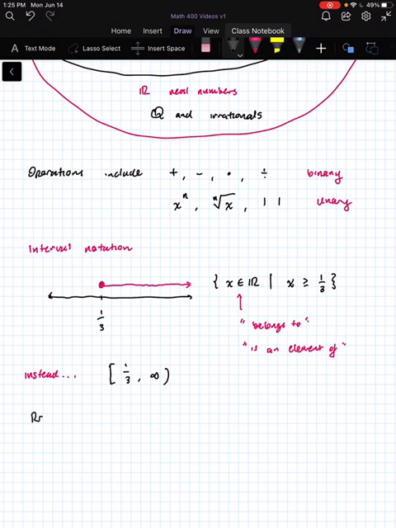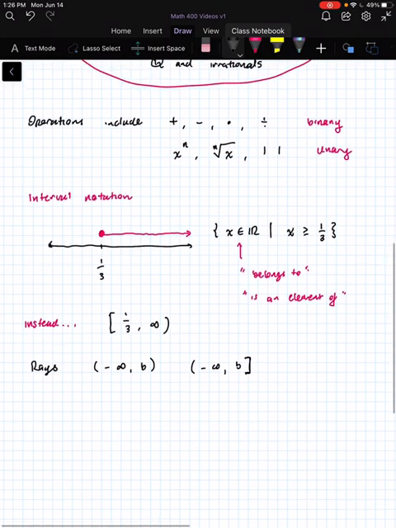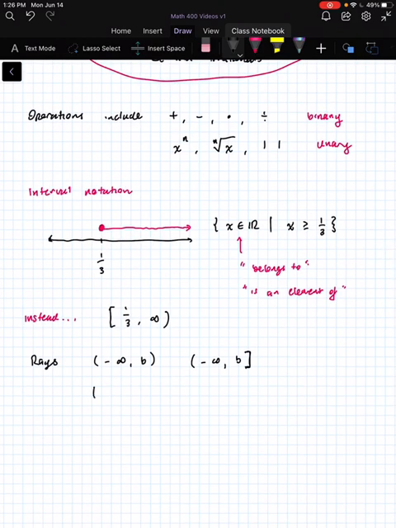So rays typically are things like negative infinity to b, b being some number like 0 or 5 or whatever, or negative infinity to b including that real number. Or we can be talking about a to infinity not including a, or a to infinity including a, which would mean we need to make that a bracket. So rays extend out infinitely in one direction.